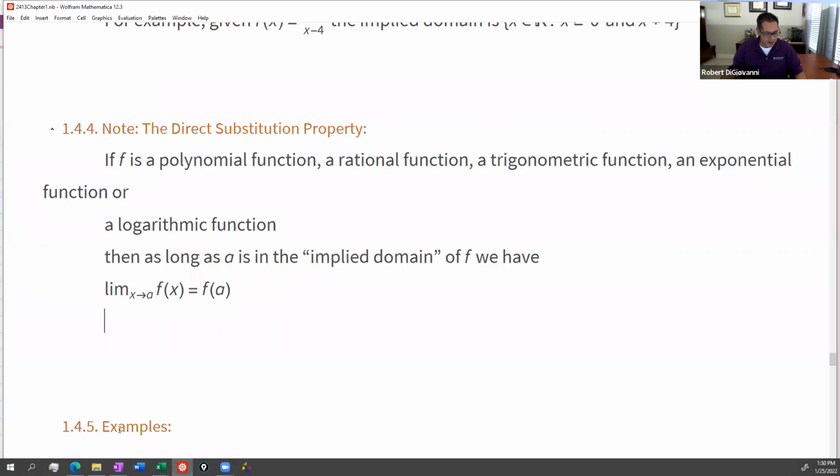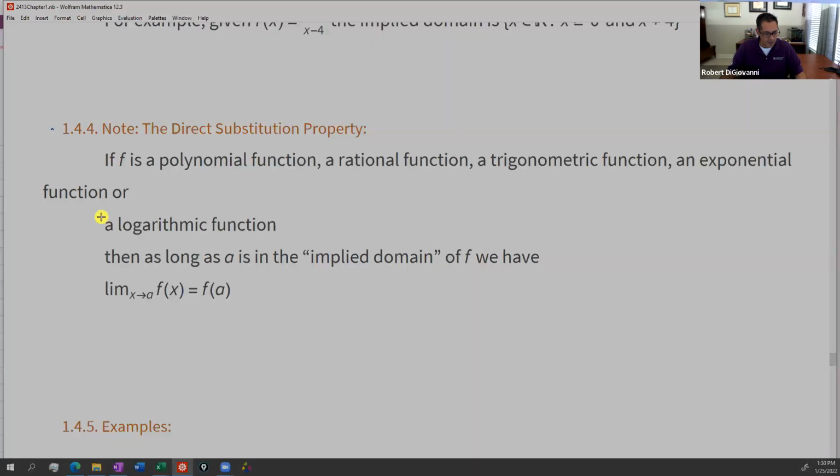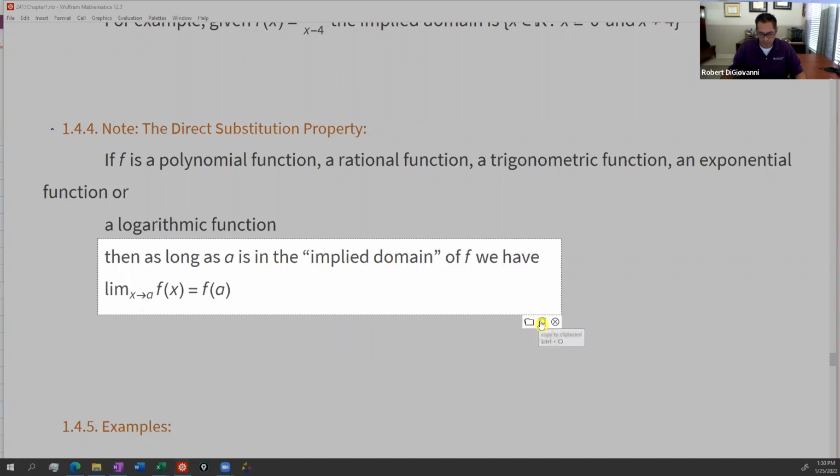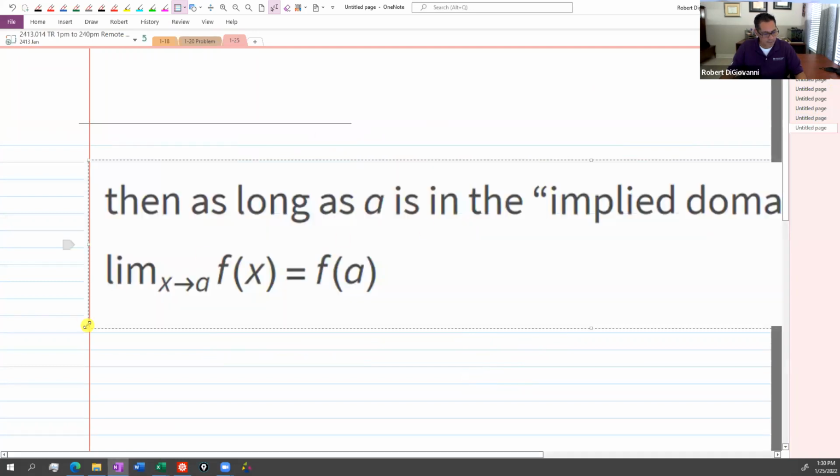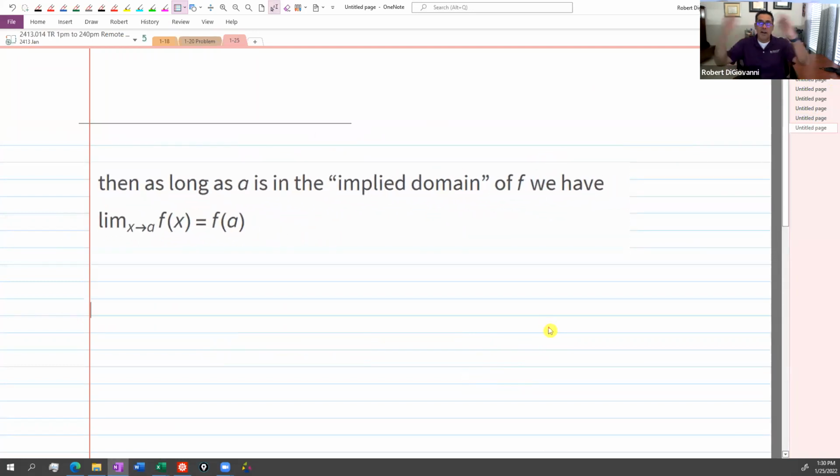Okay, what is that saying? All right, I'm going to copy this part. Okay, super, super important here. So as long as f is some function that we've seen in our lives pretty much, and as long as the a is in our implied domain, then the value of the limit is equal to the value of the function at a.